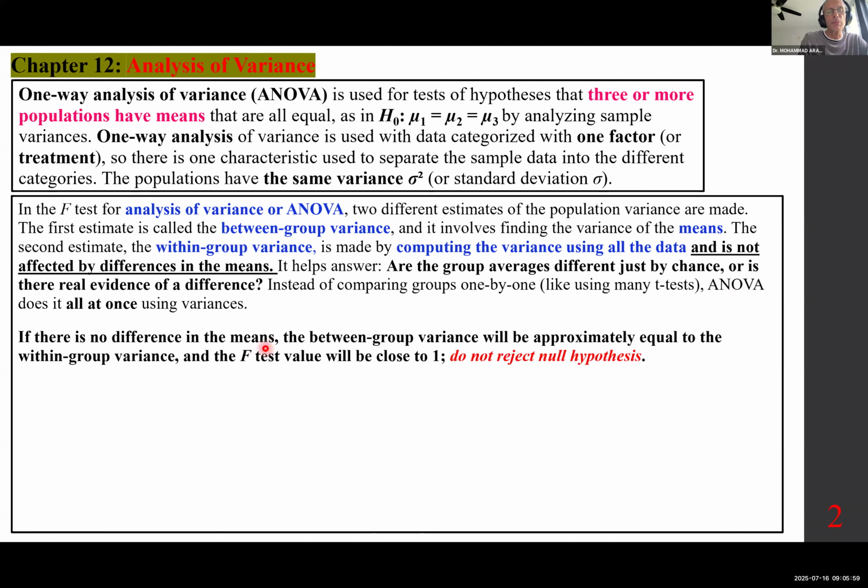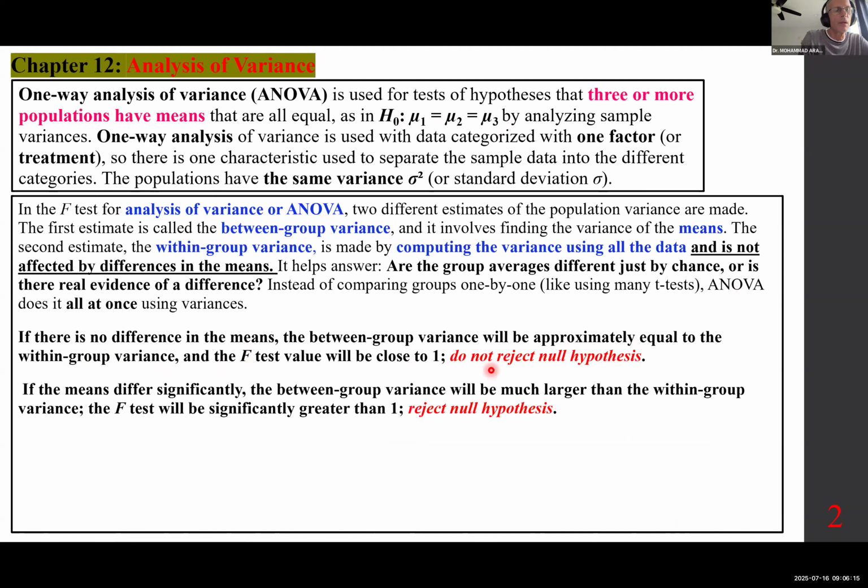If there is no difference in the means, the between group variance will be approximately equal to the within group variance, and the F-test value will be close to 1. Do not reject the null hypothesis. If the means differ significantly, the between group variance will be much larger than the within group variance. The F-test value will be significantly greater than 1. Reject the null hypothesis. So that's how we figure it out.